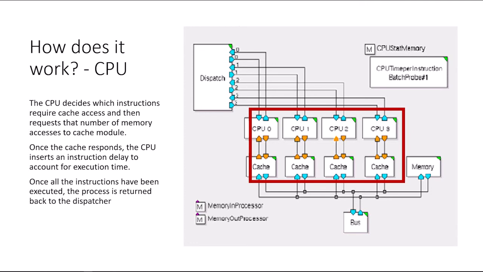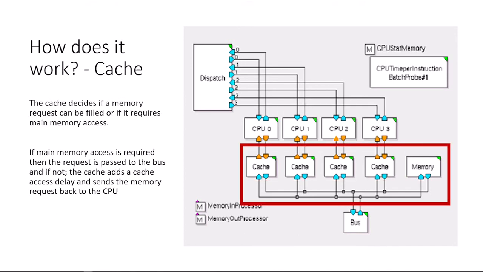And once all the instructions are executed, the process is given back to the dispatcher, which gives it back to the software. So a cache decides if a memory request can be filled or if it requires main memory access. Main memory access can be RAM or ROM, and it communicates directly with the CPU. If main memory access is required, then the request is passed to the bus, and if not, the cache adds a cache access delay and then sends the memory right back to the CPU.